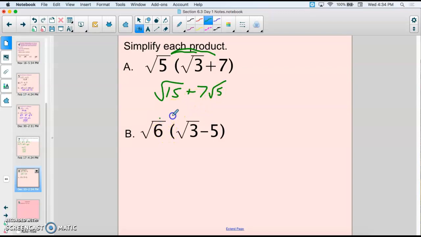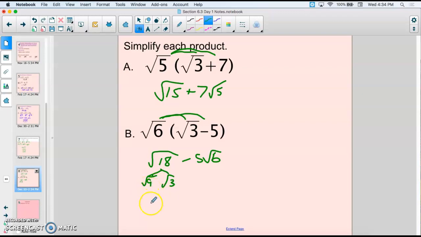Okay, now for this one, again, the square root of 6 times the square root of 3 would be the square root of 18. The square root of 6 times negative 5 would be negative 5 square roots of 6. Now we're not quite done because 18 can be split apart. Always ask yourself, can this be split apart?